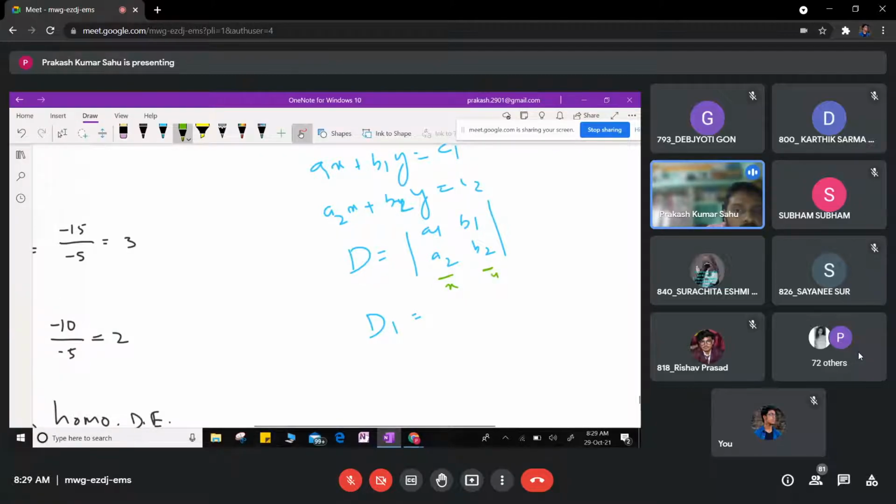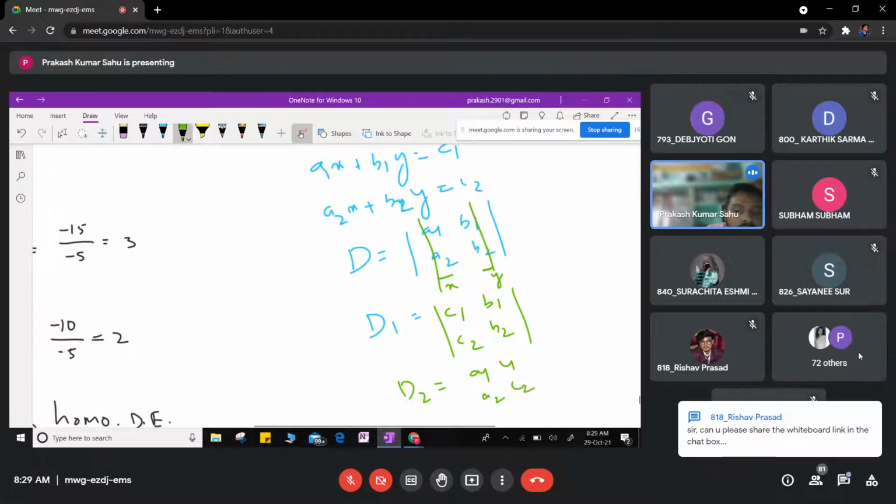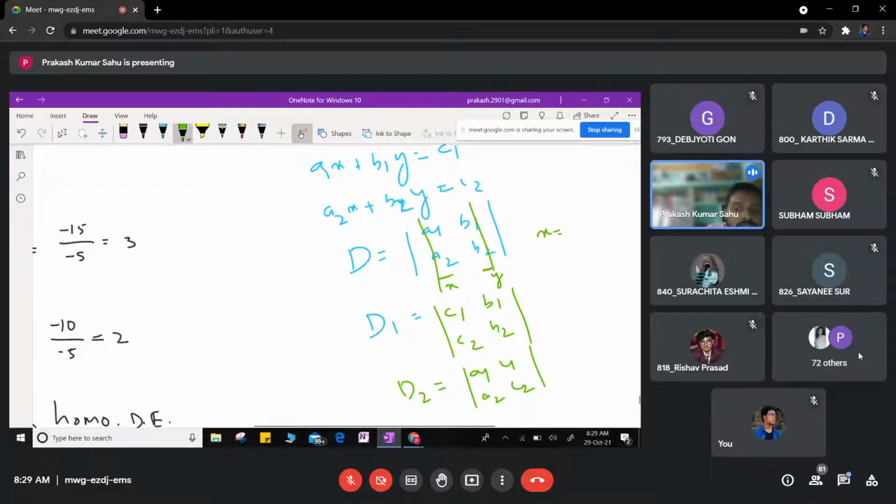This is the coefficient of y. This a1, a2 is the coefficient of x and this is the coefficient of y. So now this c1, c2 is replaced in place of the coefficient of x. So D1 is equal to c1, c2, and this is the same b1, b2. Yes, it remains the same. Similarly, if you find D2, it is replaced in the y term. So this is a1, a2, and again c1, c2. This is your D2. So your x is equal to D1 by D, and y is equal to D2 by D. This is Cramer's rule.